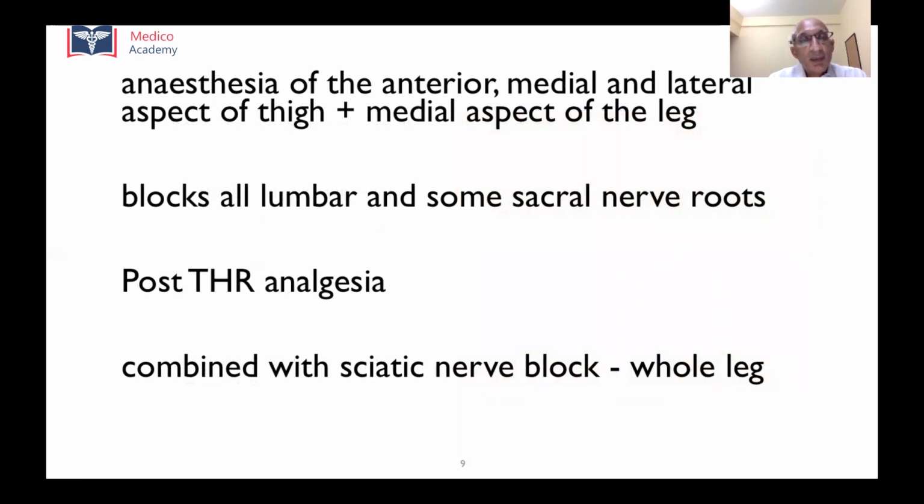Lumbar plexus block results in anesthesia of the anterior, medial, and lateral aspect of the thigh and medial aspect of the leg, supplied by the saphenous branch. It blocks all lumbar and some sacral nerve roots. It's a helpful modality for post-THR analgesia, and when combined with a sciatic nerve block, it can result in blockage of the whole leg. And we have used this combination to carry out surgical procedures in extremely high-risk, poor-risk patients, moribund patients, without the need for a general anesthetic.